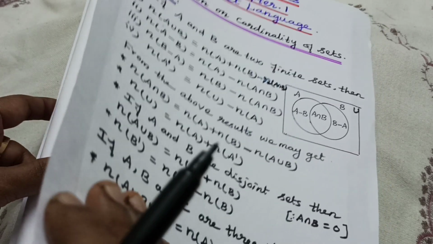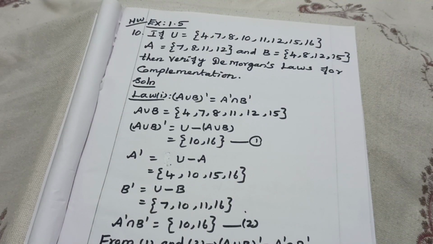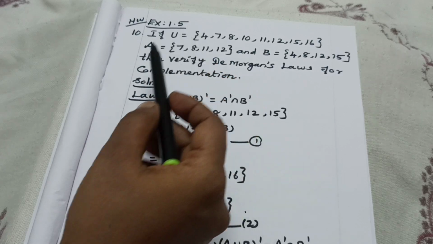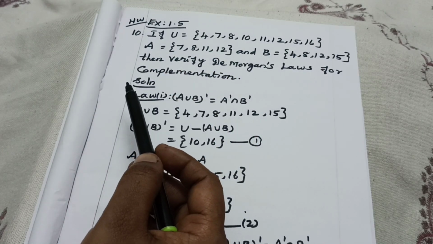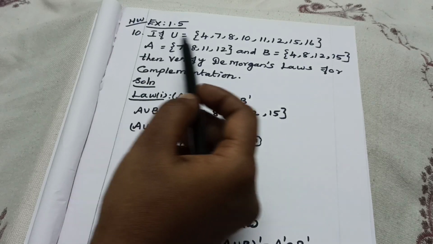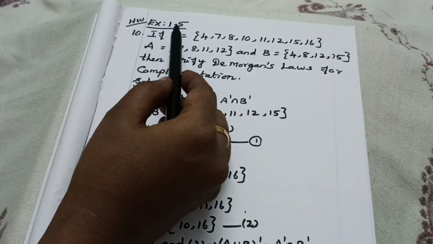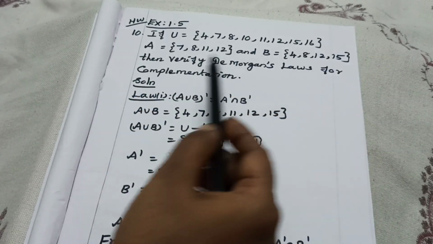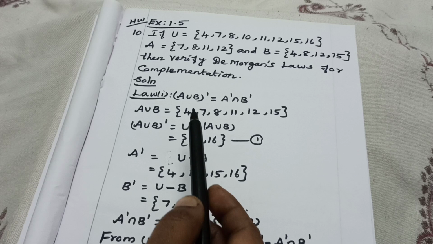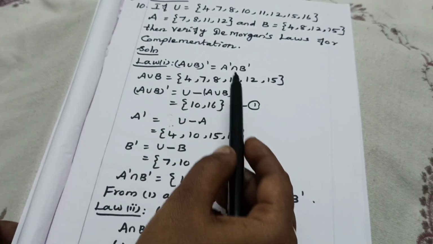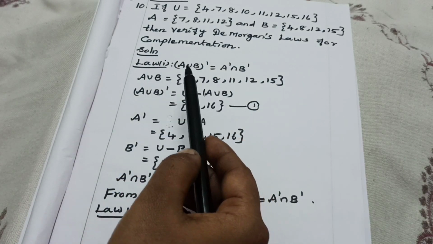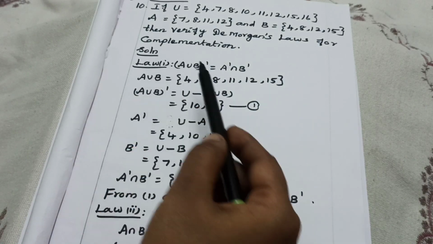Okay. Then in the last class I gave 3 sums as homework, isn't it? Then take your homework and check it. Check these answers. I am giving answers. Exercise 1.5, 10th sum. Universal set, A, B are given, verify De Morgan's laws. What are the De Morgan's laws for complementation? 2 laws are there, isn't it? So we have to verify the 2 laws.